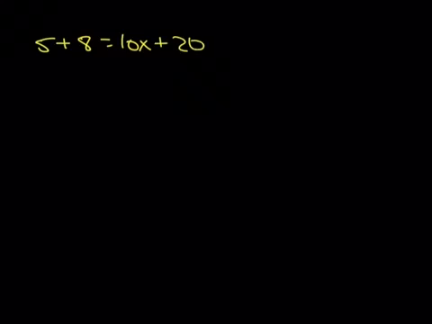Example 5. 5 plus 8 equals 10x plus 20x minus 4x. So remember, we're going to do what's on the right hand side and the left hand side first. We're going to combine things before we do any of the work. 10 plus 20 is 30, minus 4 is 26.